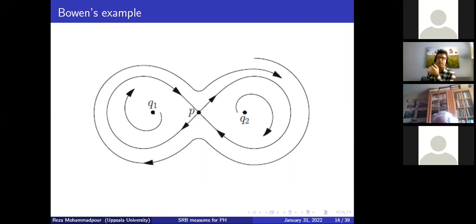So to sum up till here, what we know about very basic systems is that physical and SRB measures might not exist, but observable measures do exist. Let's discuss the existence of SRB measures.